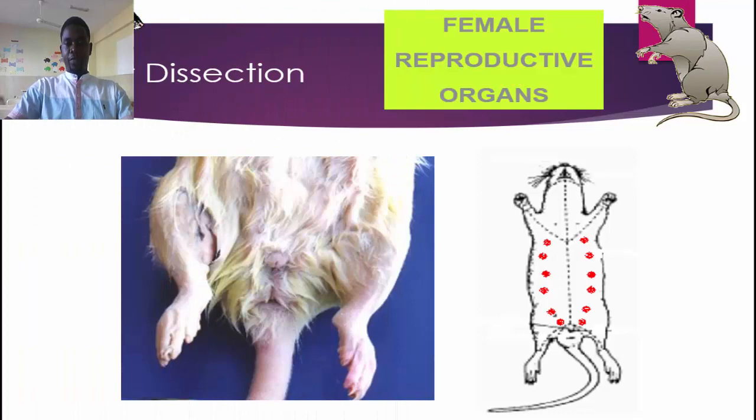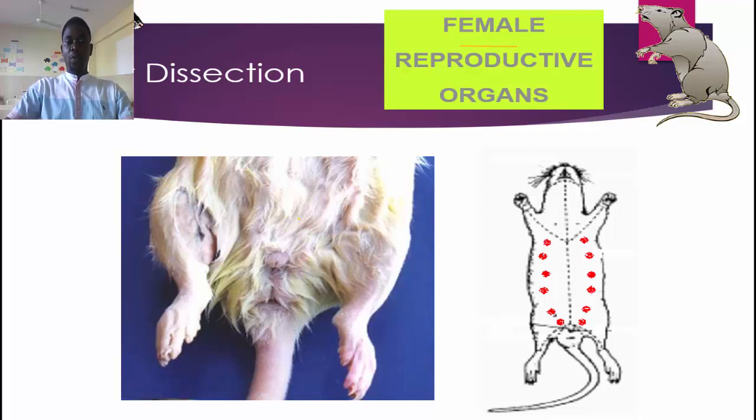Reproductive system, female reproductive system. Mind you that in your exam, you'll be provided with a specimen, a rat. It may be a female or it may be a male. It depends. So whether you're given a female or a male, you need to be careful, because the reproductive system differs between a male and a female. Let's start with the female reproductive system of a rat.